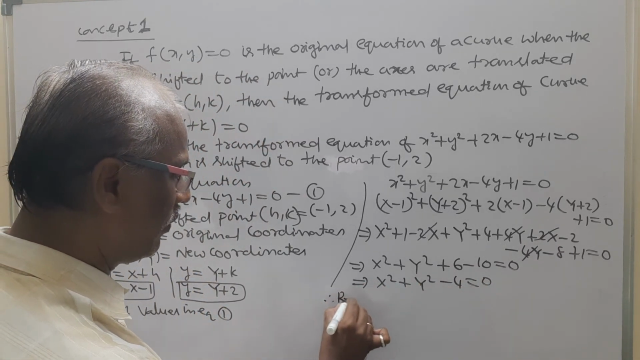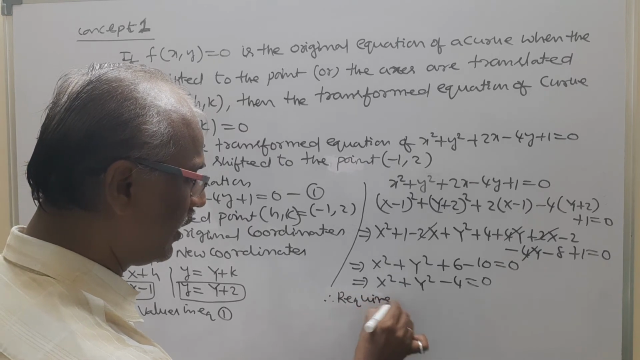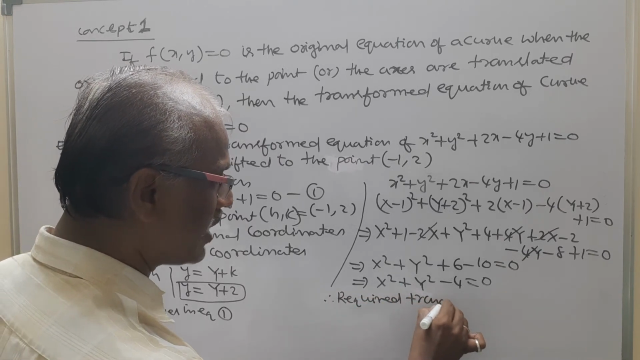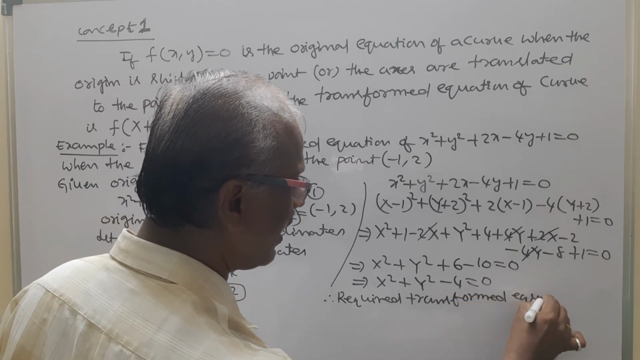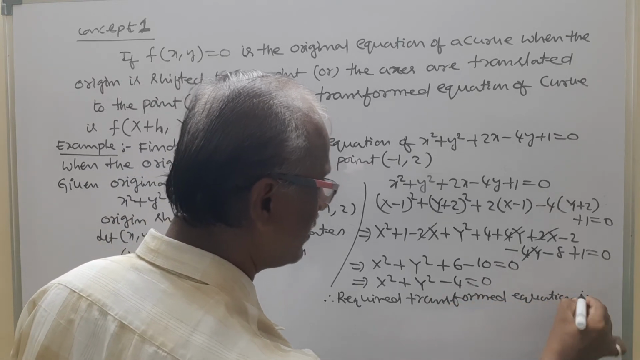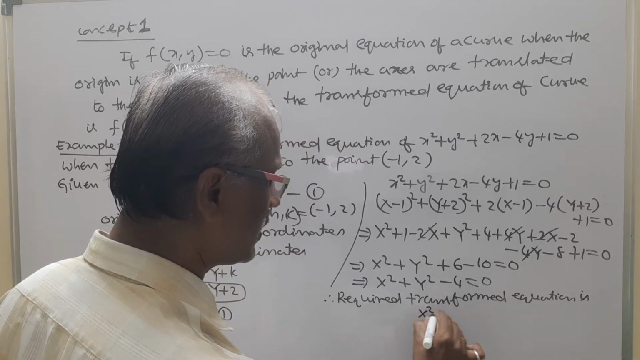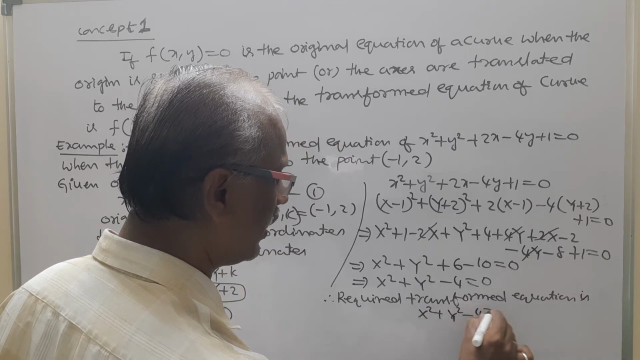Therefore the required transformed equation is x square plus y square minus 4 equal to 0.